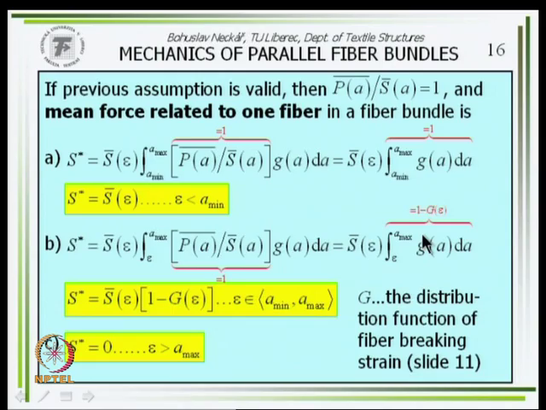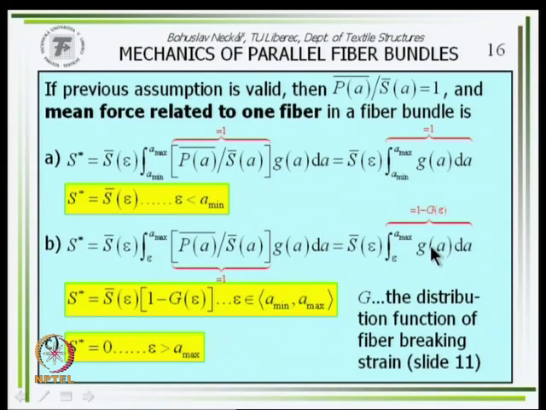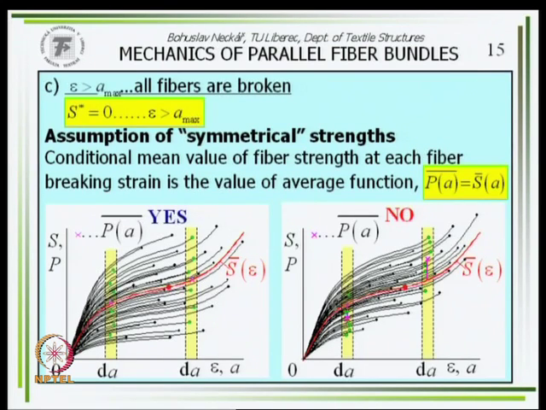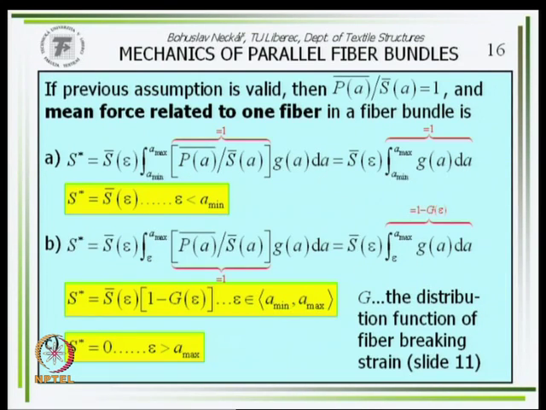Integral from epsilon to maximum. What is it? That's evidently 1 minus the distribution function. The marginal distribution function of A was called capital G. So that we have S star is S bar epsilon times 1 minus G epsilon, and that's all. It is easier in this case, if the symmetrical strength assumption is valid, then the equations are easier.